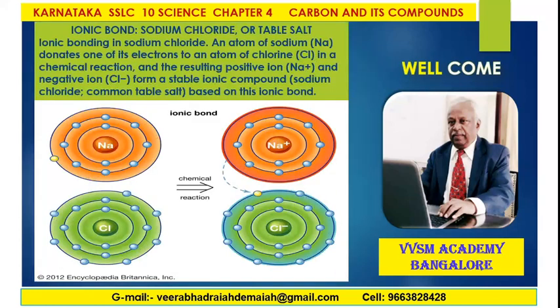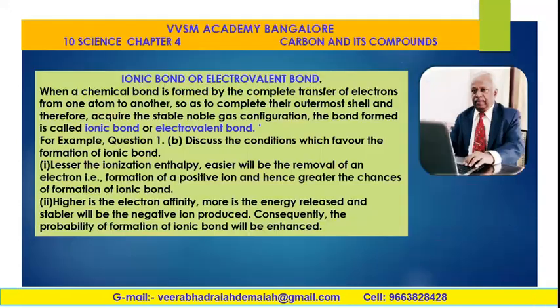Ionic bond, sodium chloride or table salt. An atom of sodium donates one of its electrons to an atom of chlorine in a chemical reaction, and the resulting positive sodium ion and negative chloride ion form a stable ionic compound, sodium chloride, a common salt or table salt, based on the ionic bond formation. Here, complete transference of electrons.